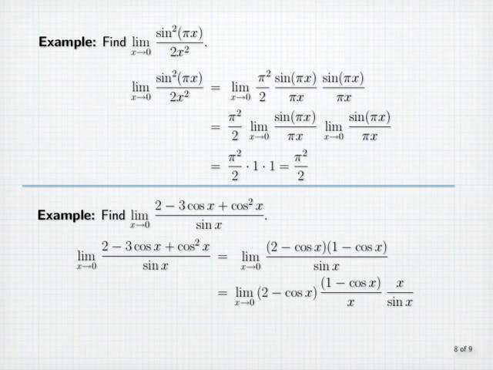Notice that we brought in an x into our denominator to match up with the 1 minus cosine x in the numerator, as well as an x in the numerator to go along with the sine x in the denominator. So again, now we have a product, and we know the limit of each of those factors, and so our limit here ends up being 2 minus 1 times 0 divided by 1, which is 0.